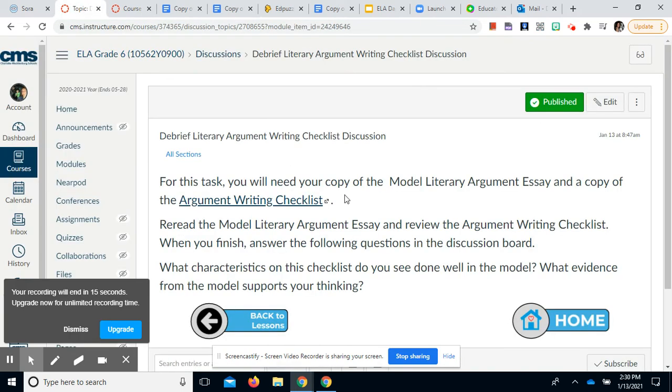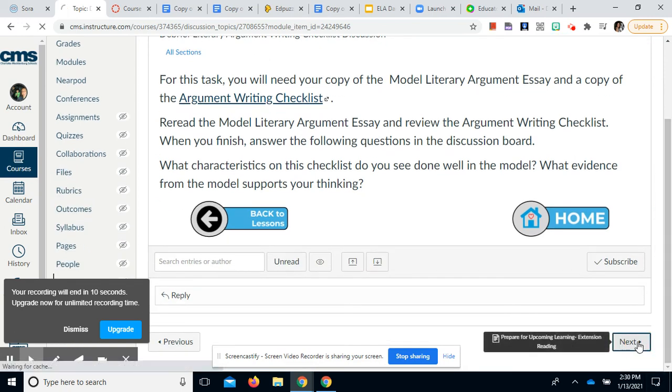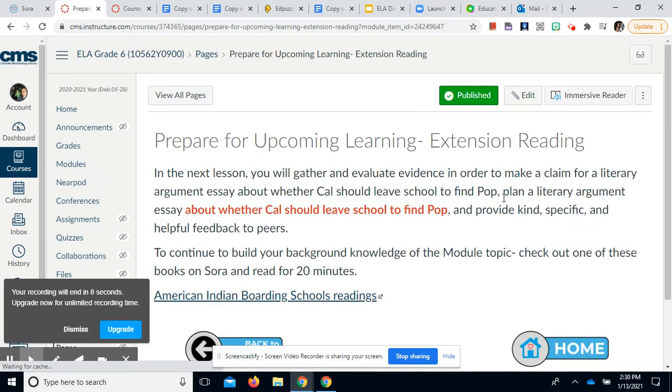The final part of the assignments in Canvas today, we have an optional extension reading, and then we find out the topic for your argument essay about whether Cal should leave school to find Pop.